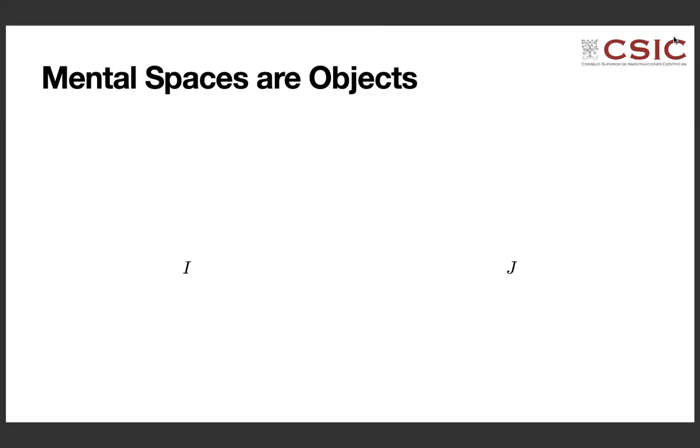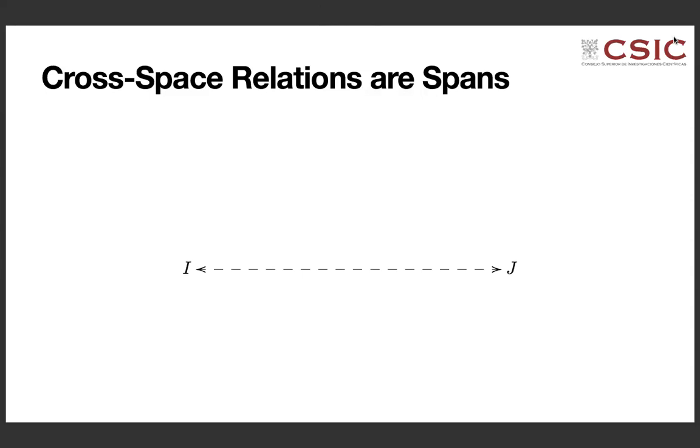So the idea is obviously very simple. Our mental spaces are just objects of a category. So we have these two mental spaces, I and J. These would be the objects that we want to blend. And then the way to represent these cross-space relations between these two spaces would be using a span, with this generic space and these two arrows to describe how these two relate through some generic space. Fair enough.